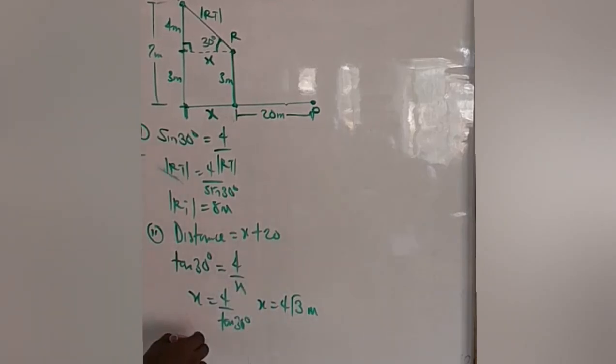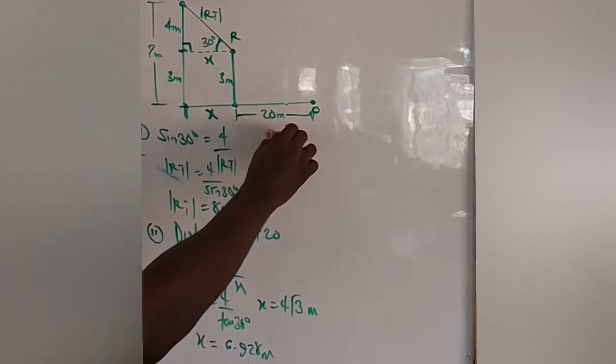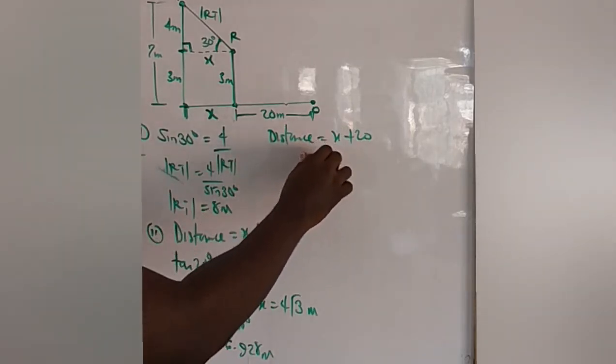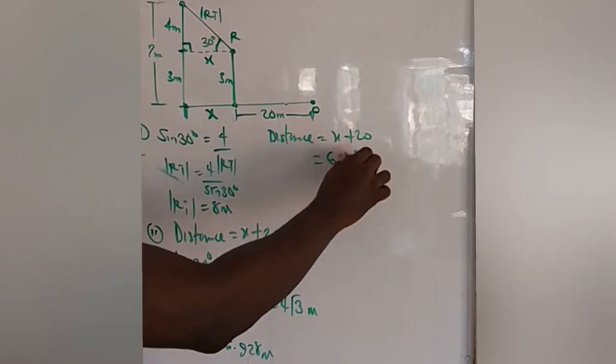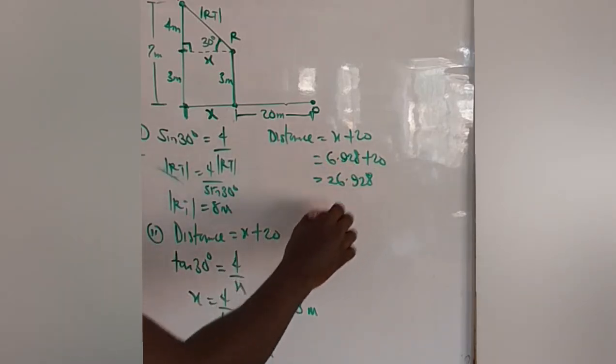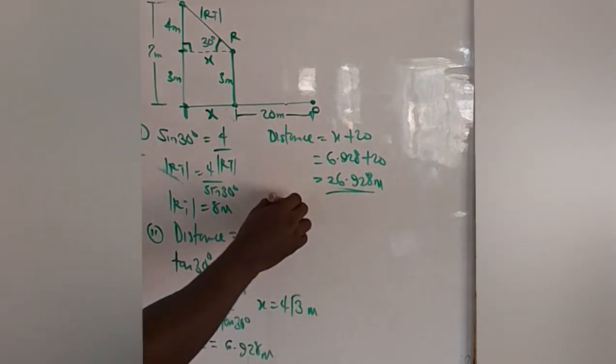Which you can write in decimal as what? 6.928 meters. So the distance we are looking for is x plus 20. What is x? 6.928 plus 20. And that is what? 26.9 meters. Right.